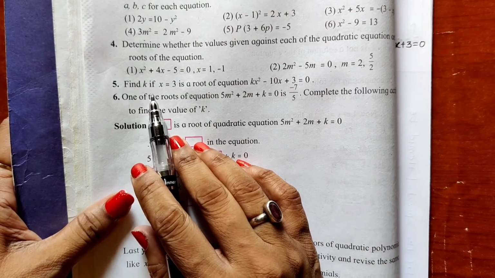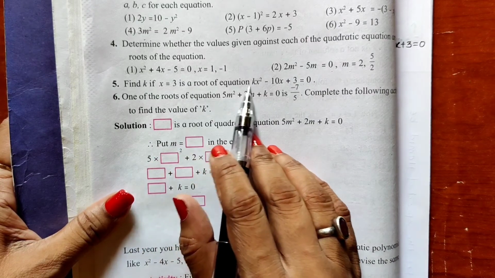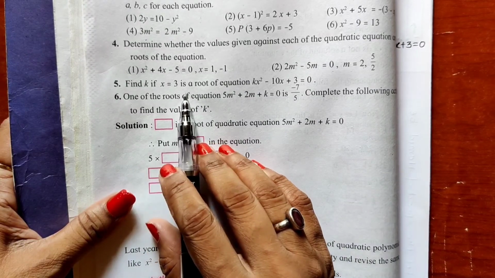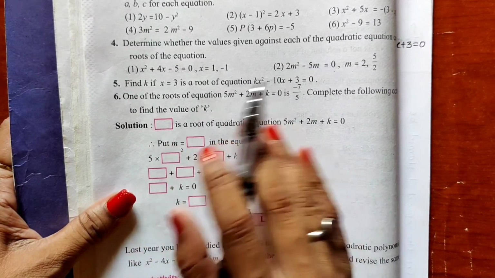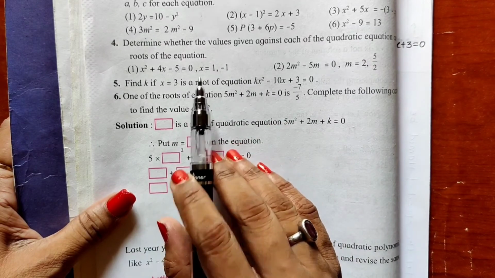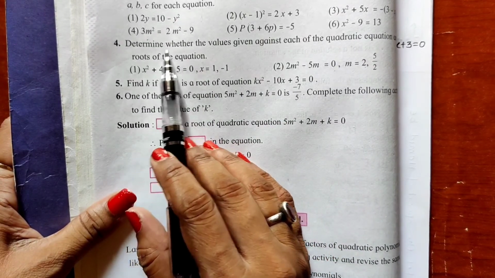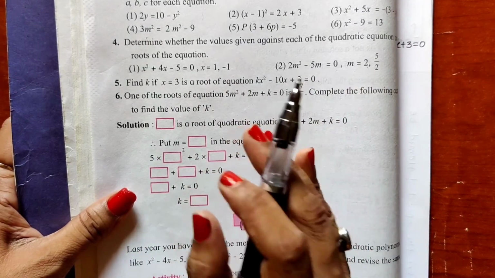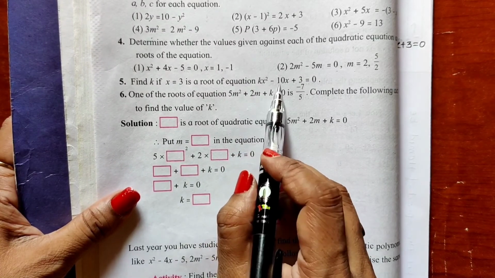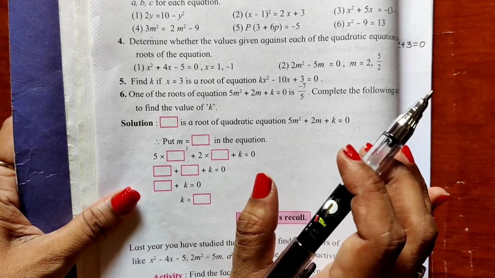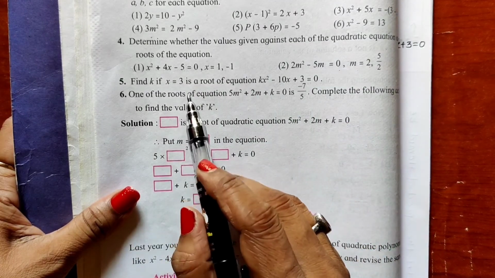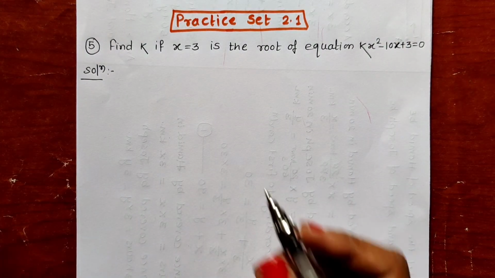Question 5 is find k if x is equal to 3 is the root of equation kx square minus 10x plus 3 is equal to 0. It is given, x is equal to 3 is the root of equation is given. We don't have to determine whether it is root of equation or not. And question is not like this, determine whether the value x is equal to 3 is the root of equation. No, it is already given. That means what? When you put x is equal to 3 in the equation, answer will be 0. So it is already given. So we will put x is equal to 3 in the equation and we will find the value for k. So let us see how to solve this question.